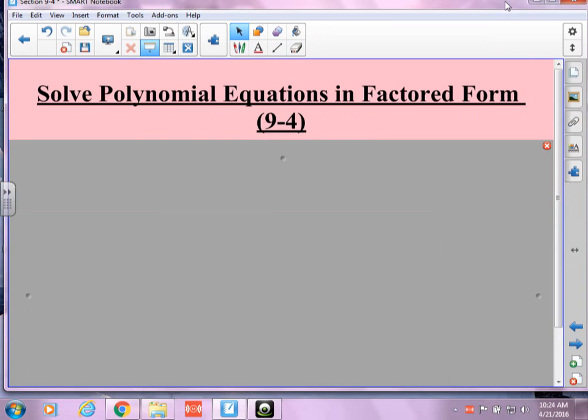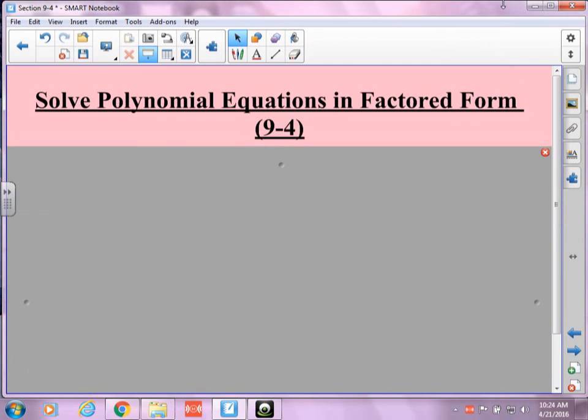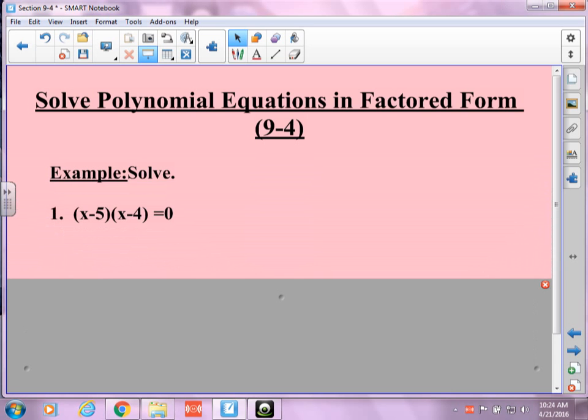Right, today what we're going to do is look at solving polynomial equations in factored form. So we're going to start looking at factoring a little bit. You use this some in geometry, but you really use it in Algebra 2. So if you can somehow save some of these notes for when you take it, it would be a good idea.